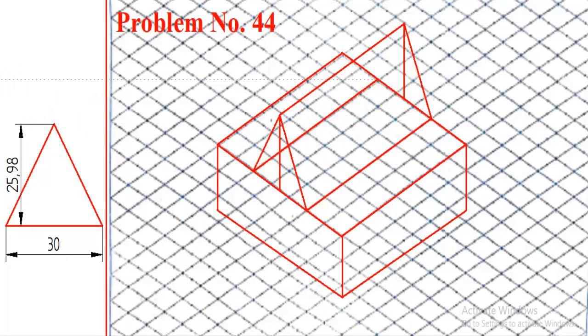After finishing this we need to erase the hidden sides coming behind of this. We need to erase it like this. We need to erase all the edges coming inside of this. Okay, this is how the problem we need to solve it.